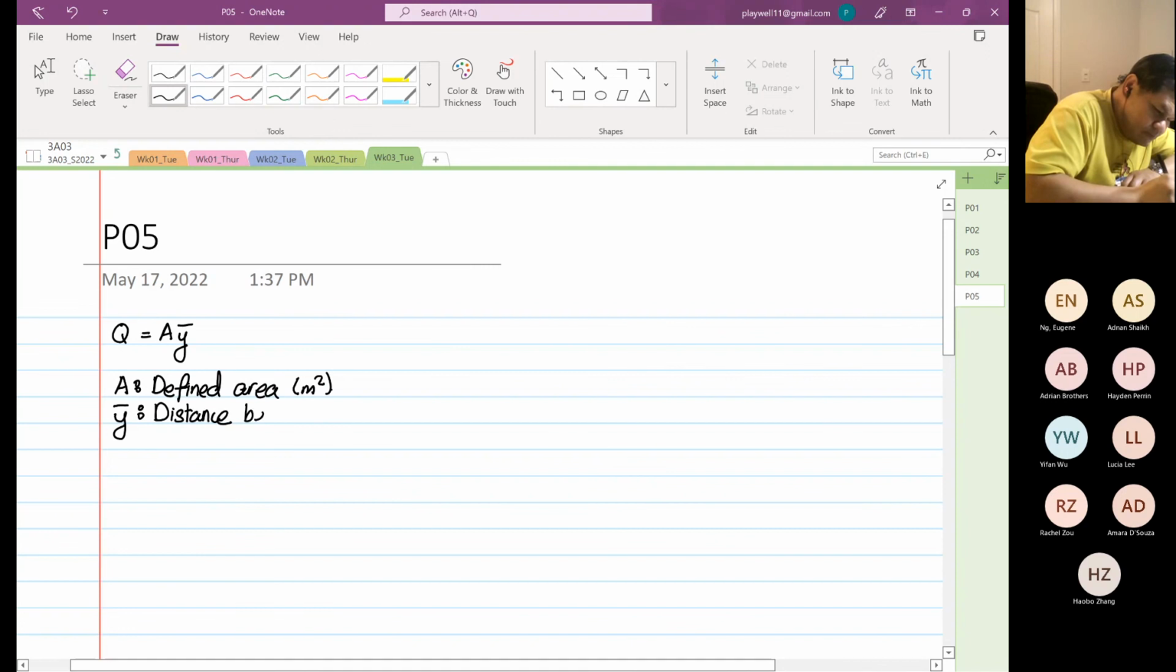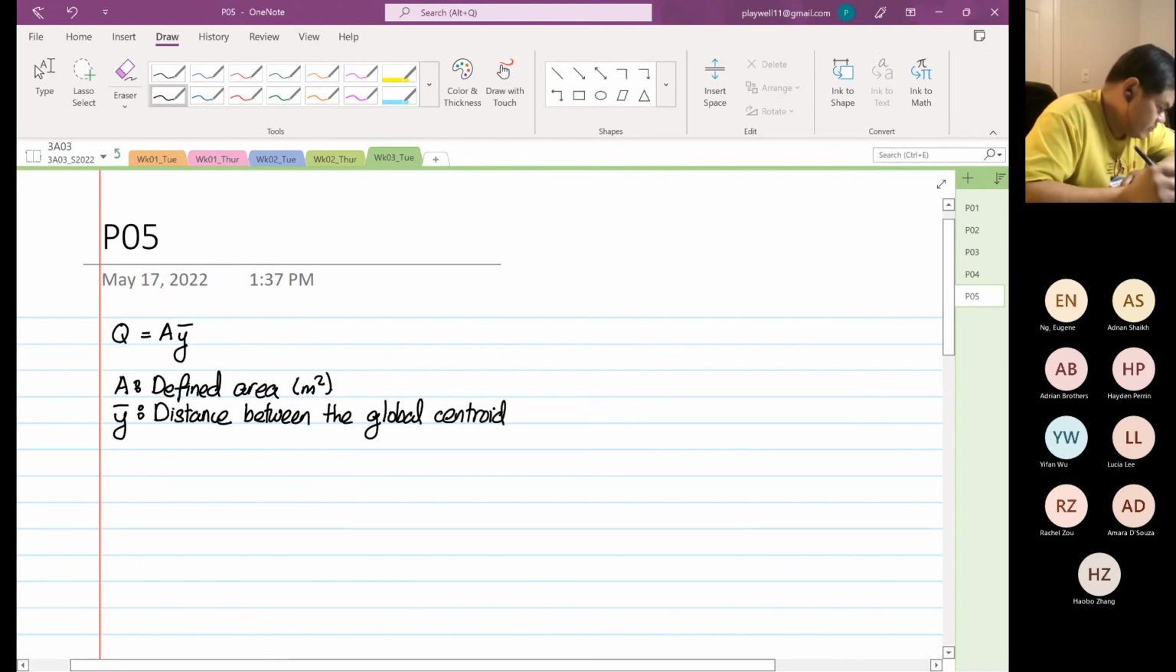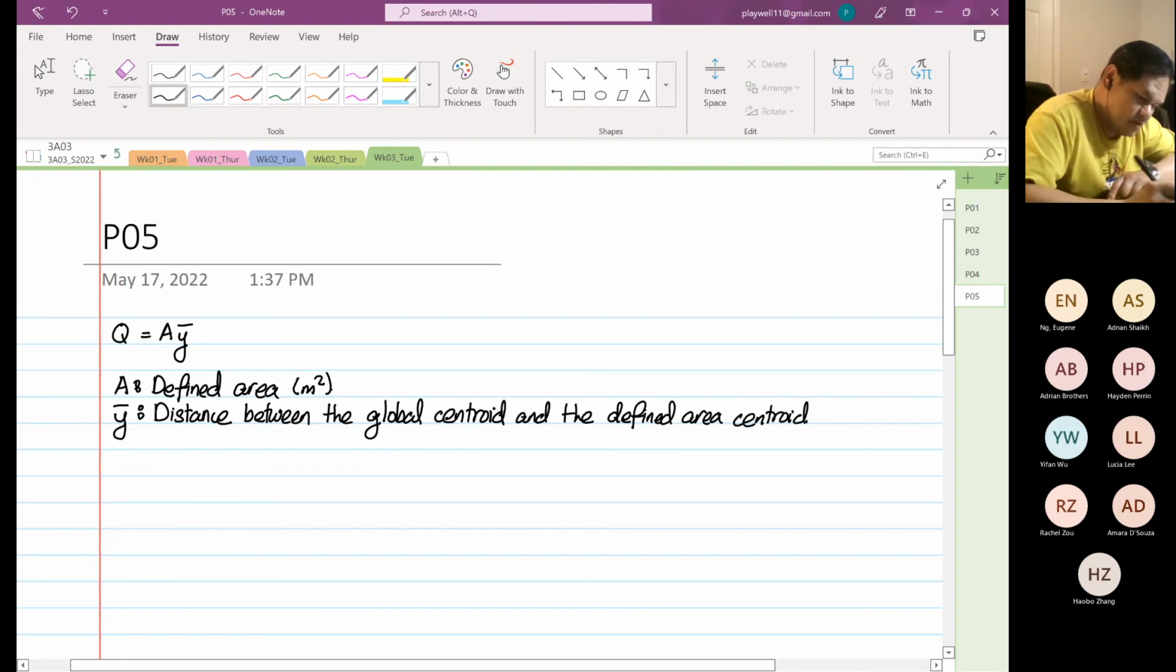between the global centroid and the defined area centroid. This over here is in meters. That's why the unit is in meters cubed. So that's one formula.